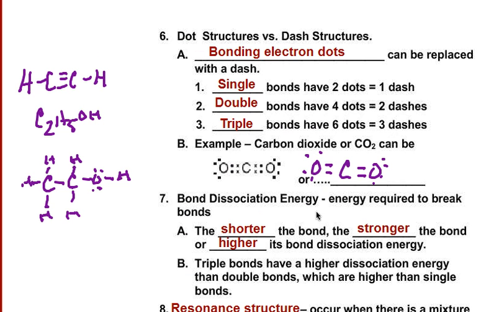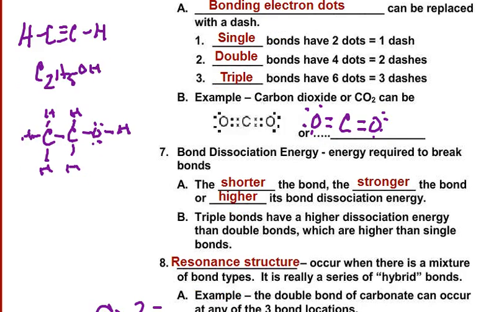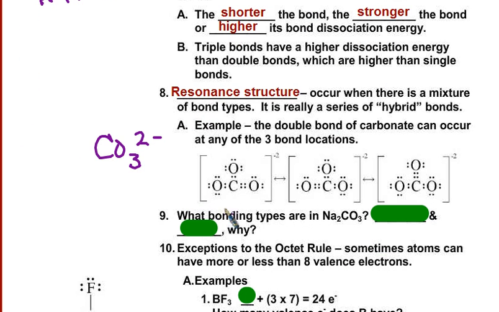So we come back over here, and we talk about what's called a resonance structure. We see that this double bond can actually rotate between any of the 3 oxygens. These are all equivalent locations. They're all equivalent structures. This is called a resonance structure.